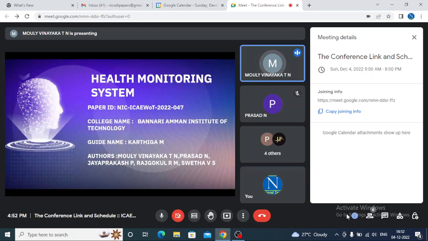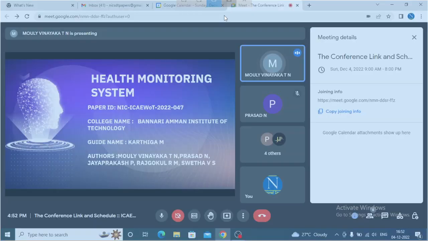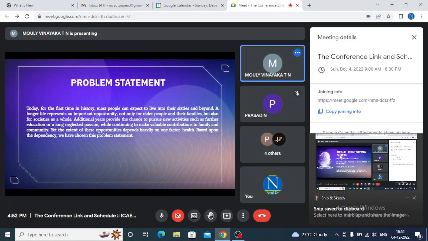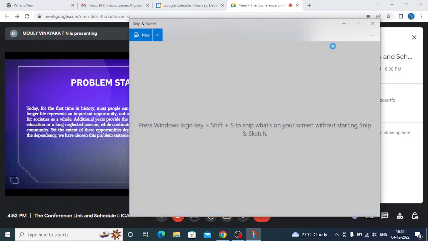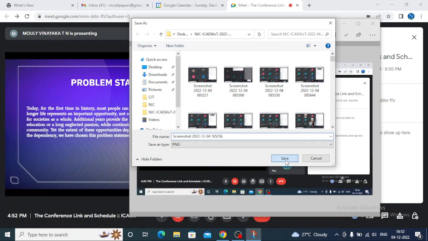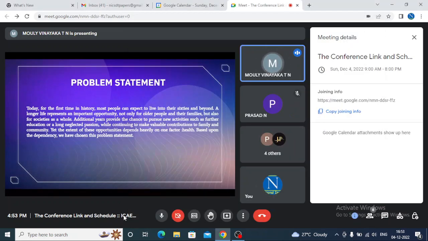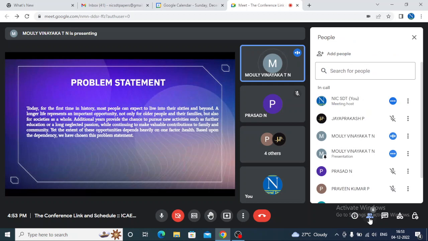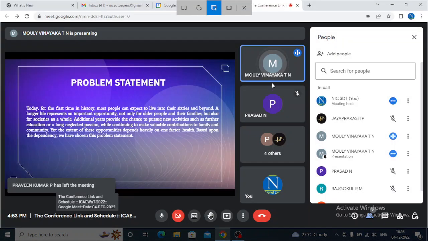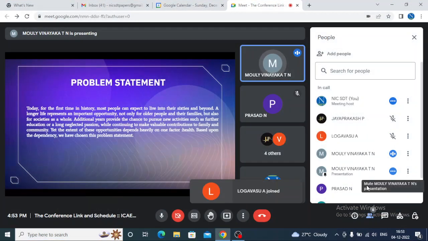Our paper title is Self-Monitoring System. I am Olivanaga from Banarman Institute of Technology. Today, for the first time in history, most people can expect to live into the 60s and beyond. A longer life represents an important opportunity, not only for older people and their families, but also for societies as a whole. Additional years provide a chance to pursue new activities such as further education or a long neglected passion, while continuing to make invaluable contributions to family and community.